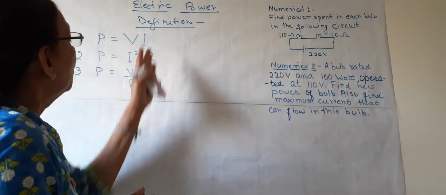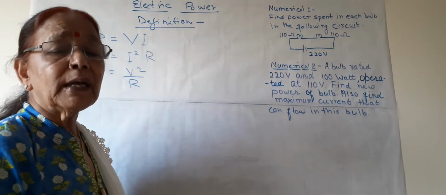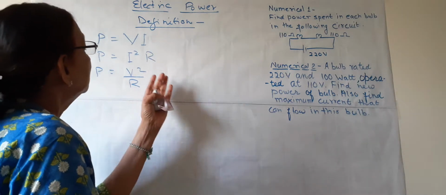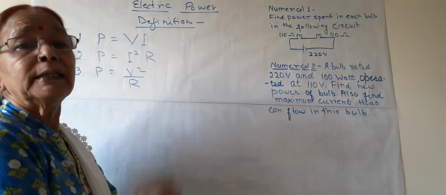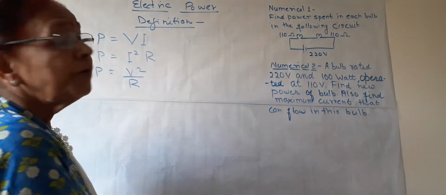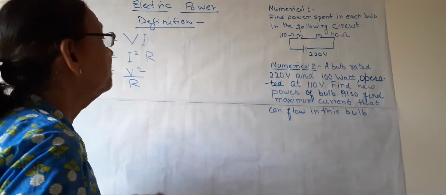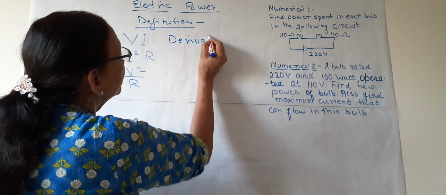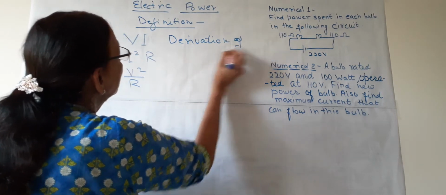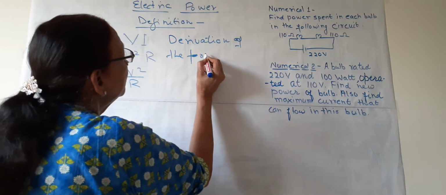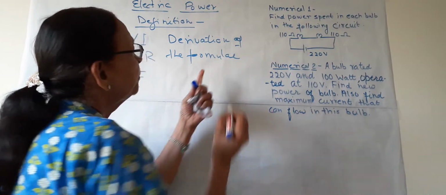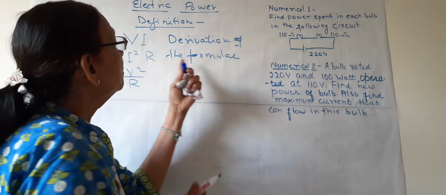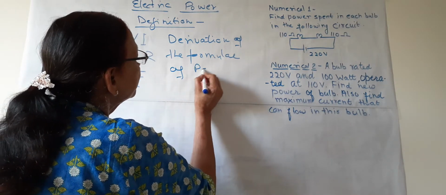Now we know all these are power. One question arises in our mind, from where these formulae have come from. So we should derive these formulae one by one. Now you can write derivation of the formulae of power. Formulae is the plural for formula. It is not formulas, it is formulae.